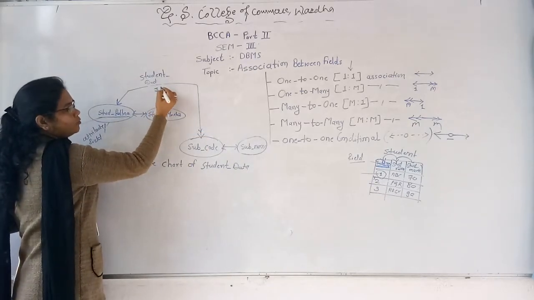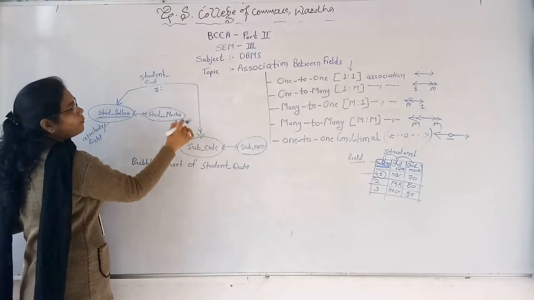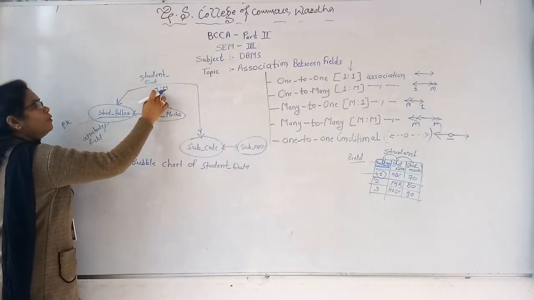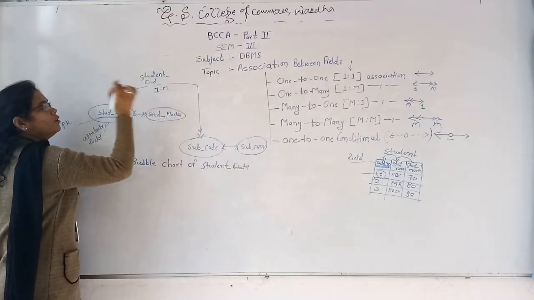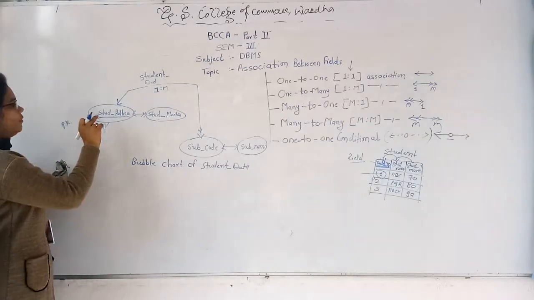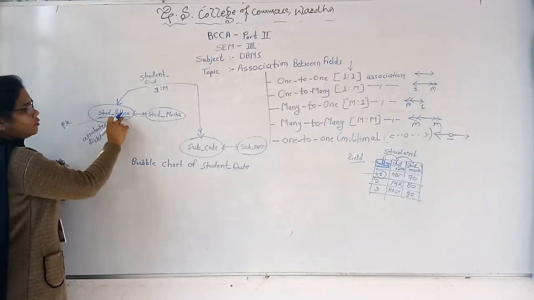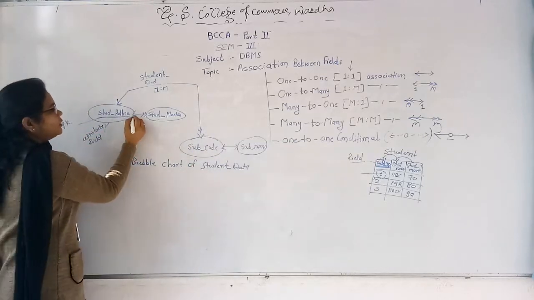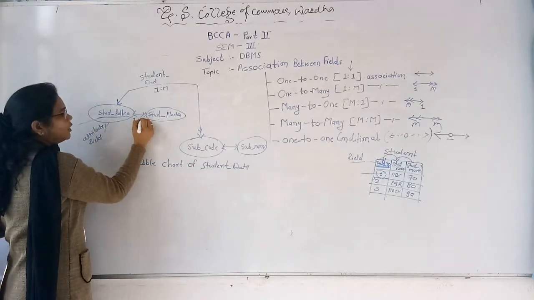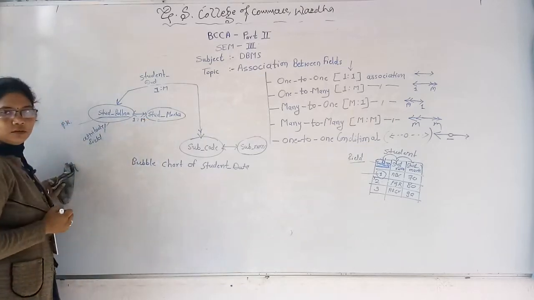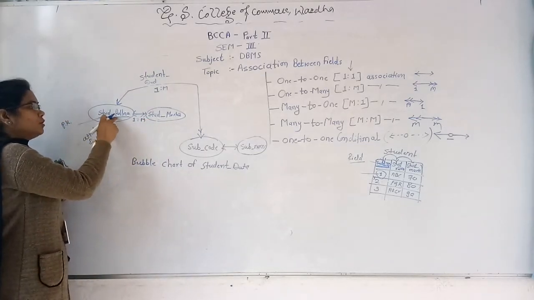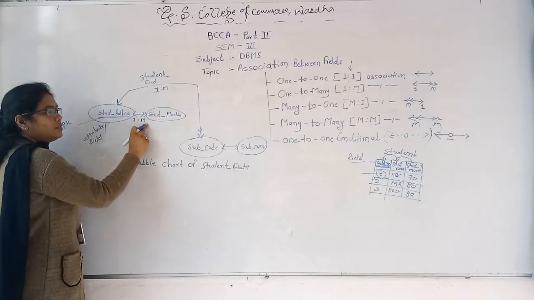Okay, and this arrow represents 1:1. 1:many. Exactly. This is nothing but the 1:many association in between field student roll number to subject code. Okay. Then this is nothing but 1:many. And it is again the association in between student roll number with student marks, that is many.